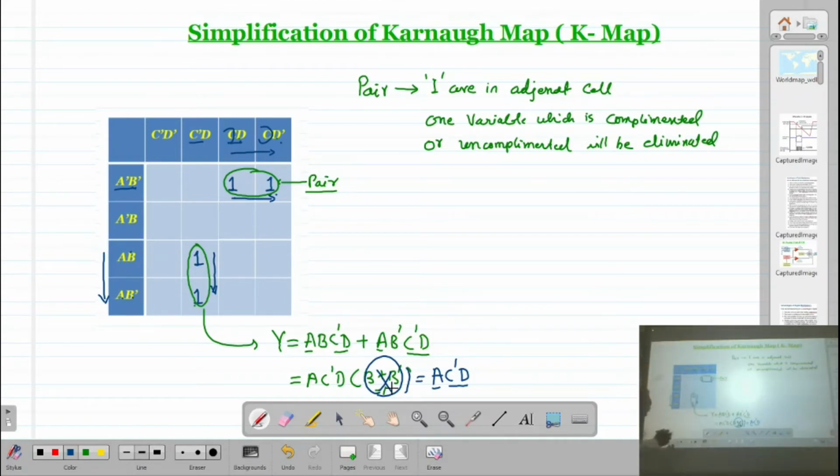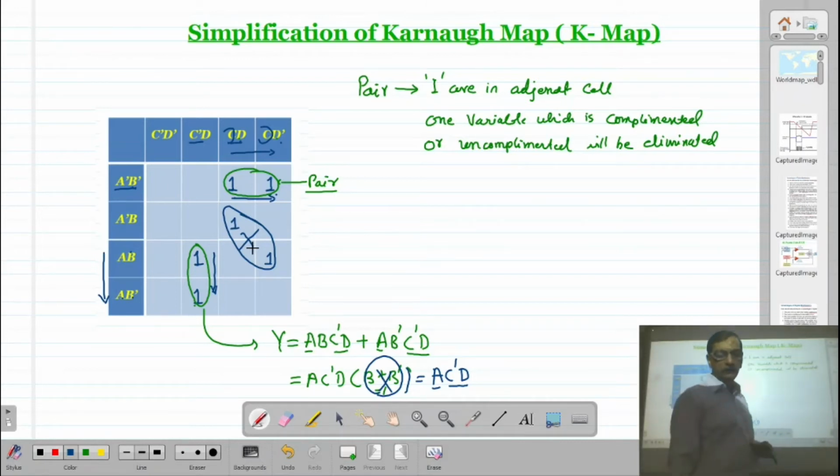Now remember that suppose the one is here and another one is there, then you cannot make a pair like this. So if these high levels are in a diagonal element, then that pair is not a legal one. Here, because in this case you cannot eliminate the variable, so you cannot make a pair like this which are in a diagonal element. Correct? So you can make a pair either in a row or in a column.